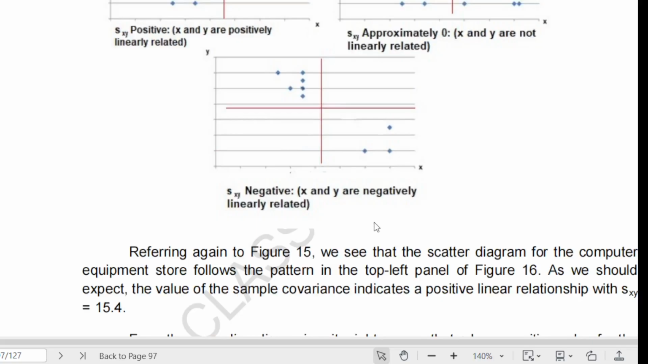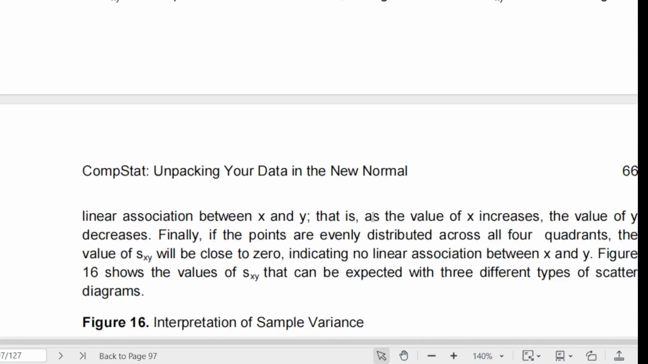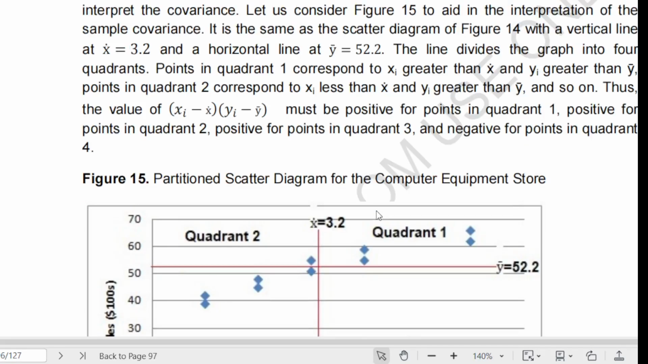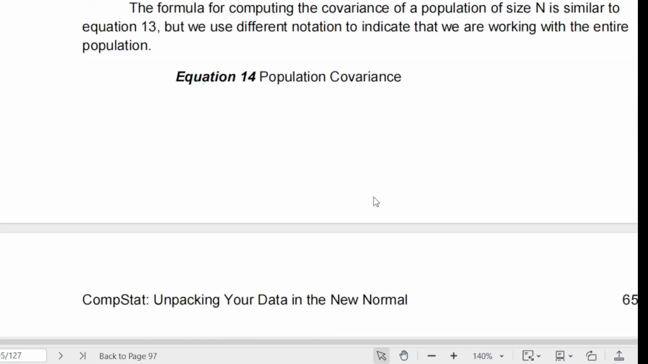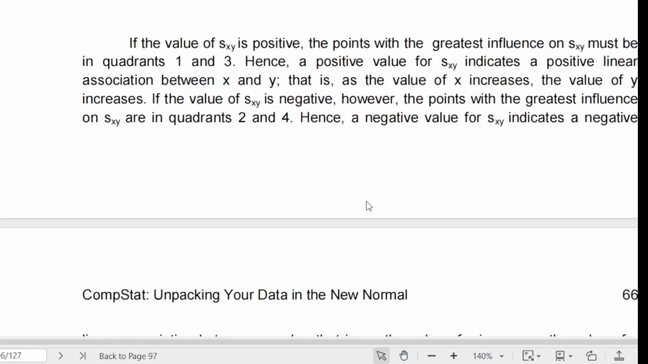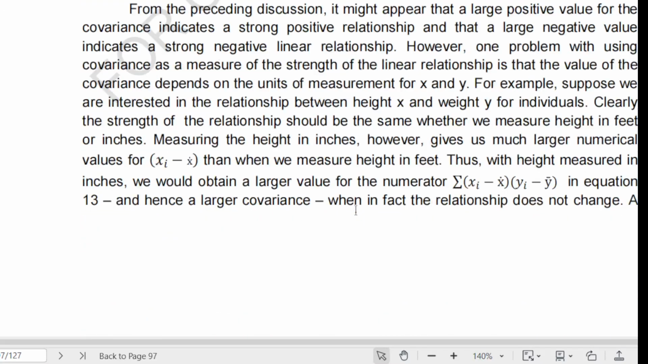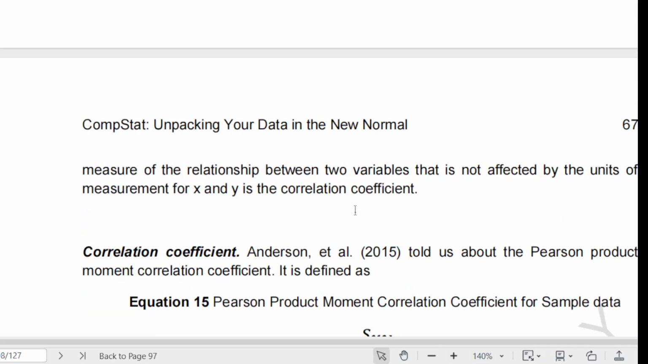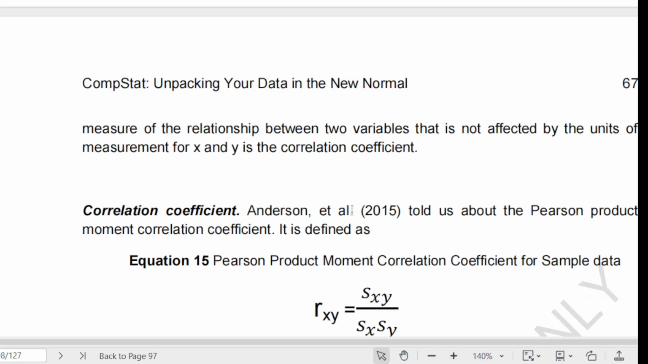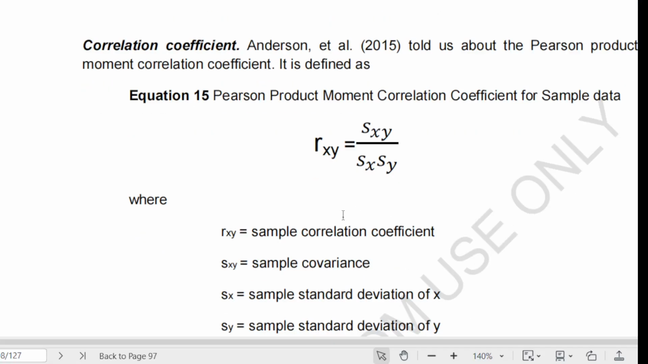Referring again to figure 15, we see the scatter diagram for the computer equipment store follows the pattern in the top left panel of figure 16. As we should expect, the value of the sample covariance indicates a positive linear relationship. That's 15.4. Yeah, that's 15.4, that's positive. Okay, so you know already that's how we are going to compute for our covariance. Then we have the next topic, the correlation coefficient.